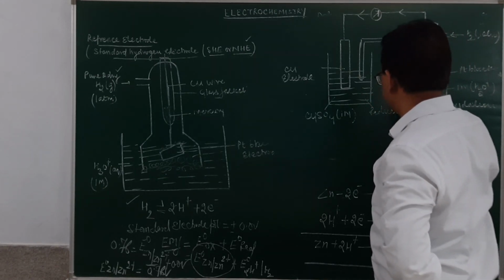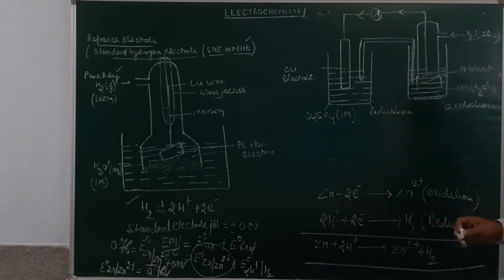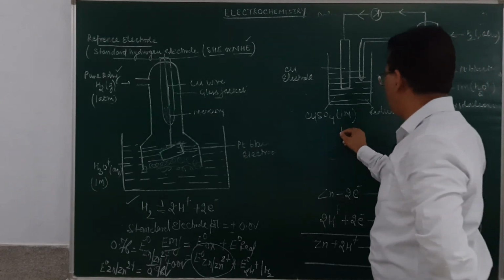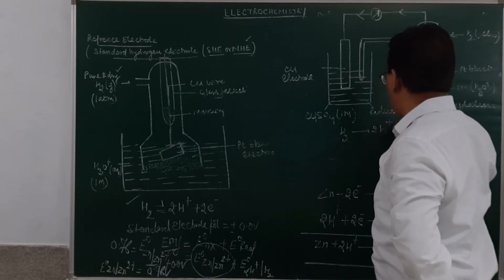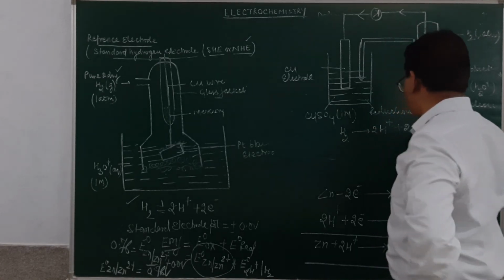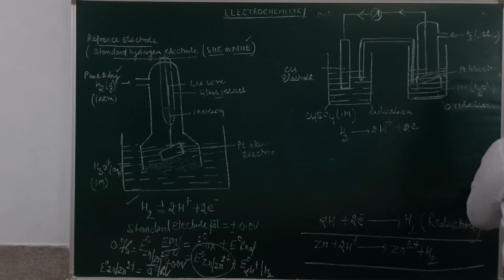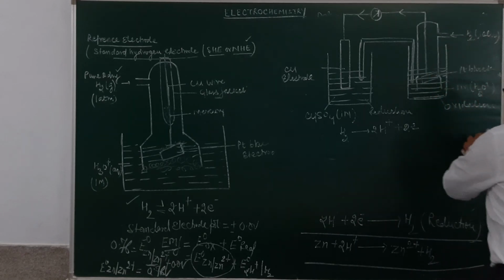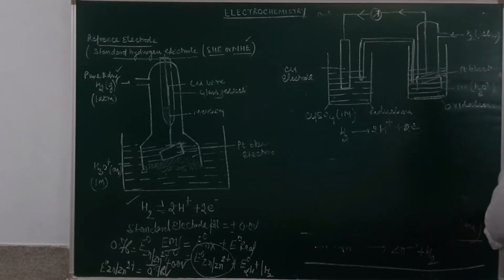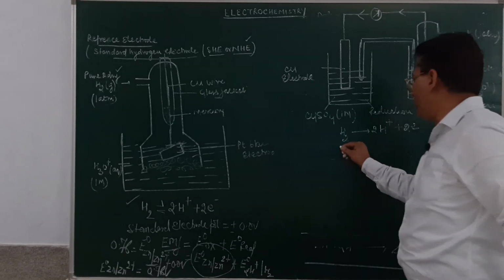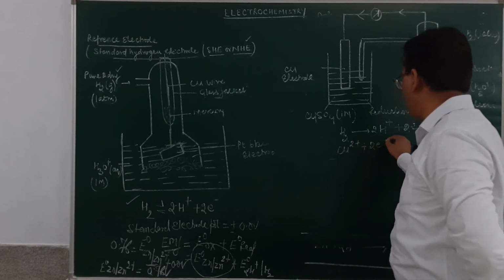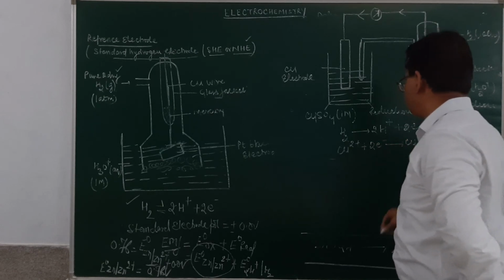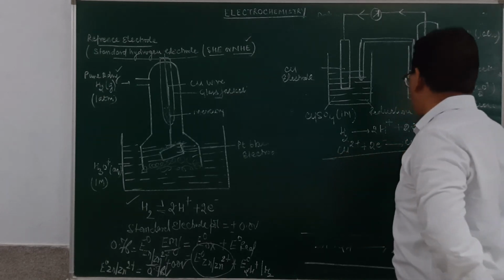Am I clear? In the oxidation half, hydrogen will be losing 2 electrons to form the hydrogen ion. Then the copper 2 ion will be gaining the 2 electrons and will change into copper metal. Overall, we will write down the cell reaction.